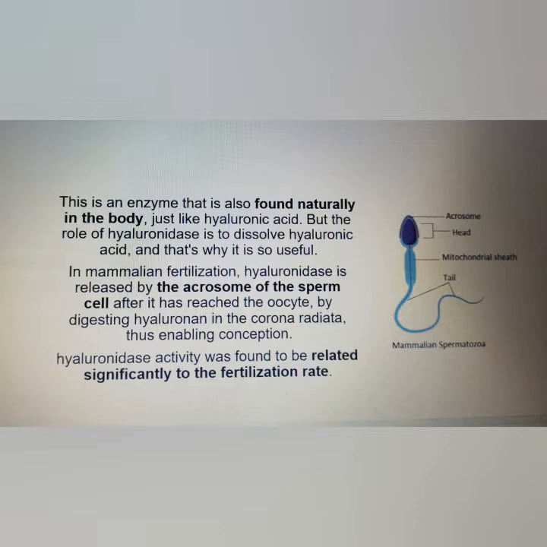Hyaluronidase is an enzyme mainly found in living organisms like humans, bacteria, and animals. The goal of hyaluronidase is to reduce the hyaluronic acid. The enzyme is mainly released in the sperm cell, in the outer part of the sperm cell called the acrosome. The hyaluronidase activity is found to be significantly related to the fermentation rate.